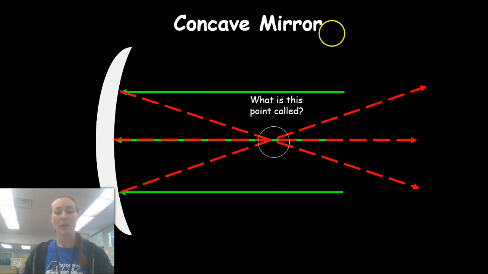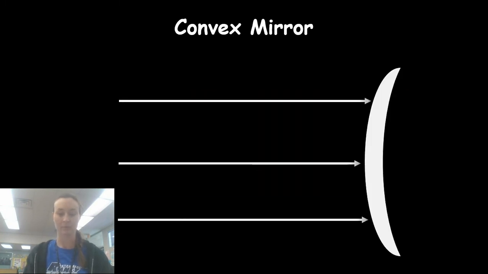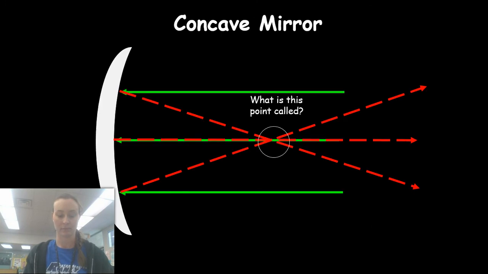So what is this point right here called? Well, it is called the focal point. A concave mirror curves inwards, as you can see here, the surface curves inwards. And the focal point is the point at which rays parallel to the optical axis meet or converge. So rays are reflected to the optical axis back through the focal point.